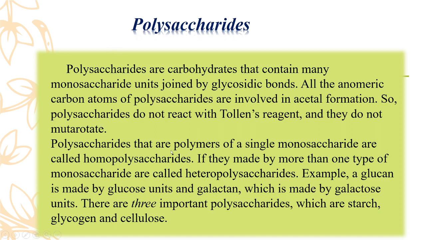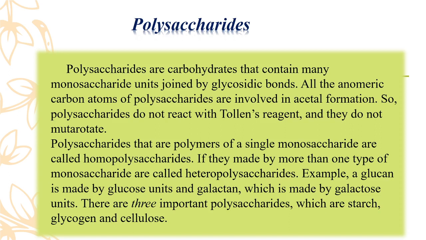Okay, so the polysaccharides that are polymers of a single monosaccharide are called homopolysaccharides. Means what? If the polysaccharide is formed from the same monosaccharide units, then it is called a homopolysaccharide. If we use only D-glucose, the first monosaccharide is D-glucose and the second is also D-glucose. That means only the same sugar is used for the formation of the polymer. Then it is called a homopolysaccharide.